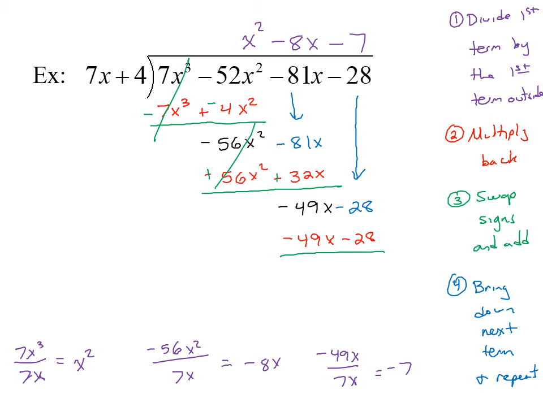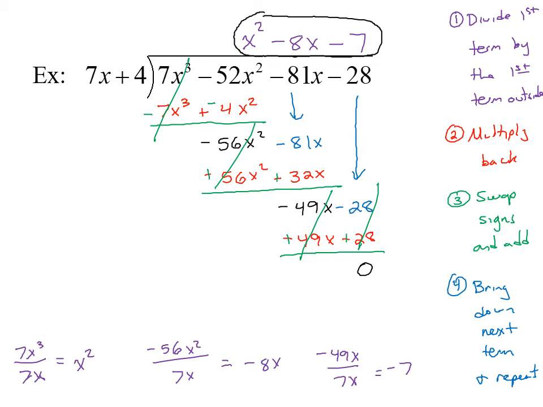Swap the signs and add them together. In this case, not only does the negative 49x cancel, but also the 28's cancel. And that's okay, because at this step we're done anyway, and we're left with 0 left over. That 0, just like it was when you did division in, say, the 4th grade, that 0 is the remainder. And so there is a 0 remainder here. And your answer is whatever's sitting on top. This up here at the top, the x squared minus 8x minus 7, would be your answer.